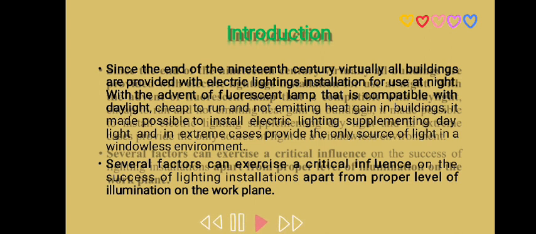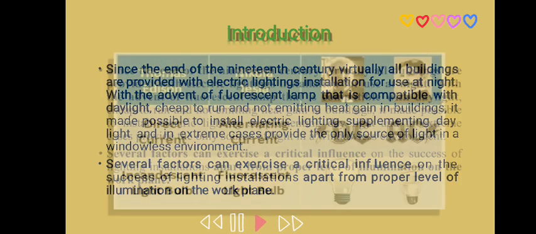Since the end of the 19th century, virtually all buildings are provided with electric lighting installation for use at night. With the advent of the fluorescent lamp, which is compatible with daylight, cheap to run and not emitting heat gain in buildings, it became possible to install electric lighting supplementing daylight and, in extreme cases, providing the only source of light in the windowless environment. Several factors can exercise a critical influence on the success of lighting installations, apart from the proper level of illumination on the workplace.